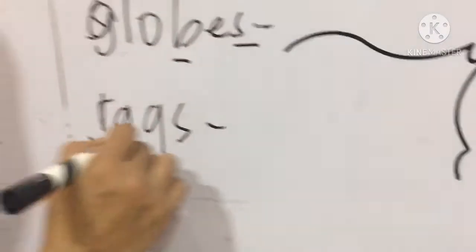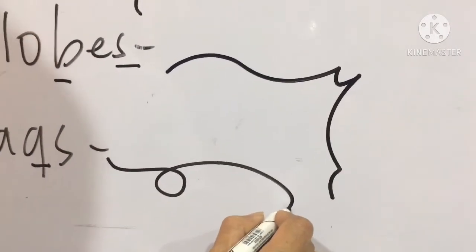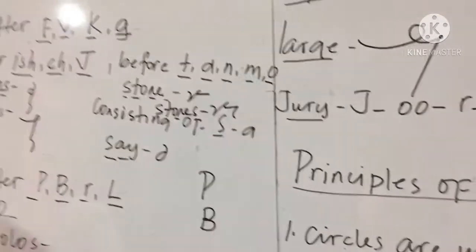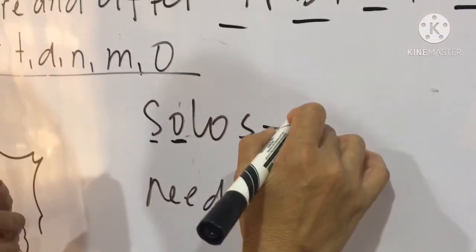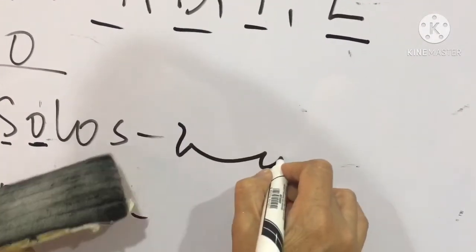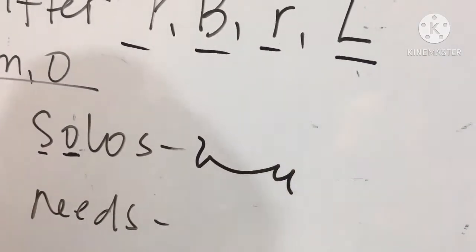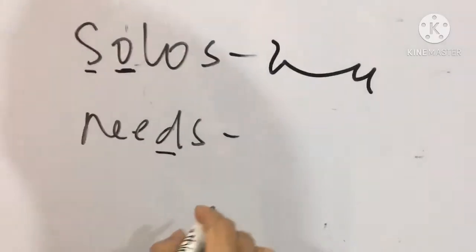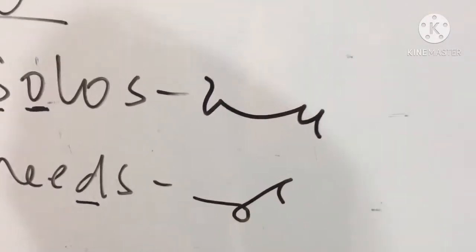About this one, rags. After the G, we have R, A, G, then after the G is right S. Okay, solos. There is an O before the S, so therefore you have to write the right S. O and L. Then there is an O. Then again, there is an S after the O, so therefore you have to use the left S. Needs. After the D, what kind of S, left or right? Use the left S. So we have N, then clockwise E, D, then left S.